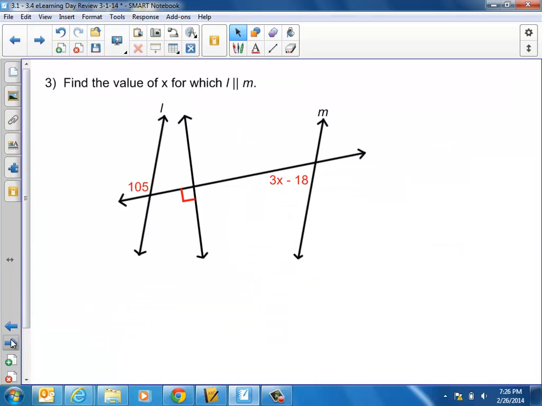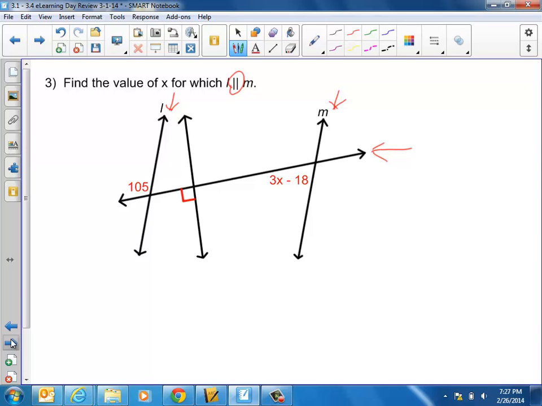All right, example 3 here. Find the value of x for which L and M are parallel. Don't forget that those double vertical lines mean parallel. So you have your sandwich buns right here and right here. You've got your knife cutting across those sandwich buns right here. Well, notice that angle 105 and the 3x minus 18 angle are on alternate sides of that knife. They are not in the interior of the bun. So these are not alternate interior angles.